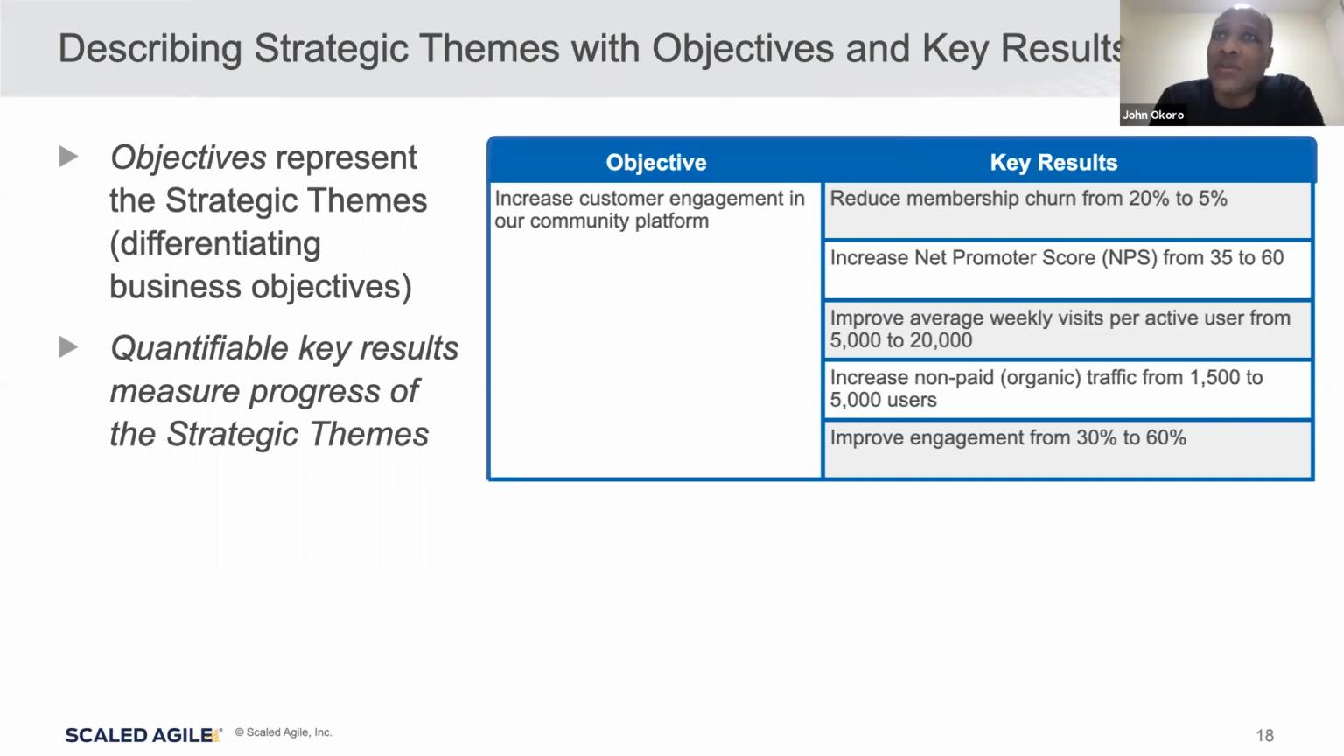Okay. So you can see here some examples. Objective, increase customer engagement in our community platform, reduce membership churn, increase net promoter scores, improve average weekly visits per user, et cetera, right? So these are objectives that are going to represent our strategic themes. And you can quantify them, right? We can say, okay, how do we do against this? We got traffic up to 3,000 users. So we actually have an objective, something we can actually measure, which is going to help us as well. Lots of organizations now have quarterly OKRs and scaled agile implementations. So this is something that is becoming more popular and taking hold.